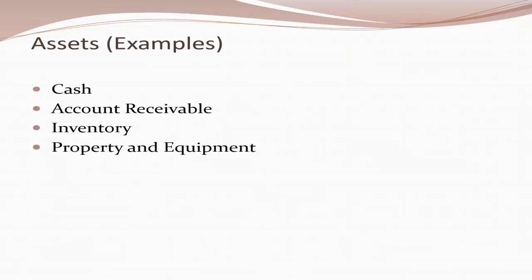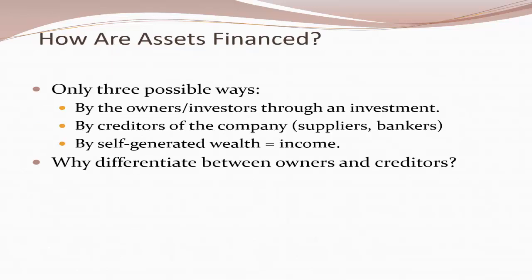So as I told you before, the assets could be cash, accounts receivable, inventory, property and equipment. And how are these assets financed? There are only three possible ways: by the owners or investors through an investment; by creditors of the company, I mean here suppliers and bankers; and by self-generated wealth, which should be an income.